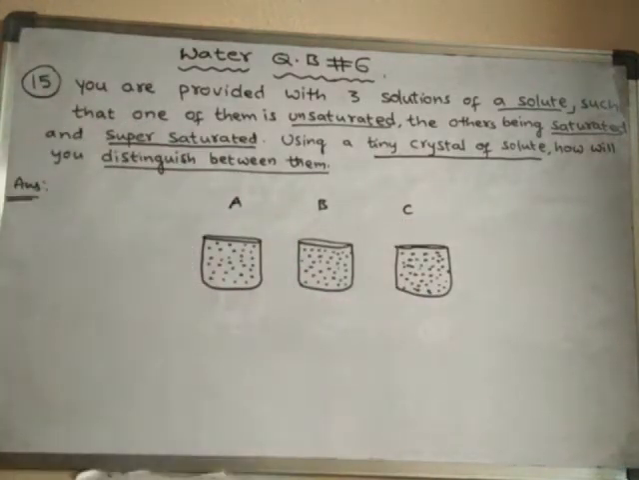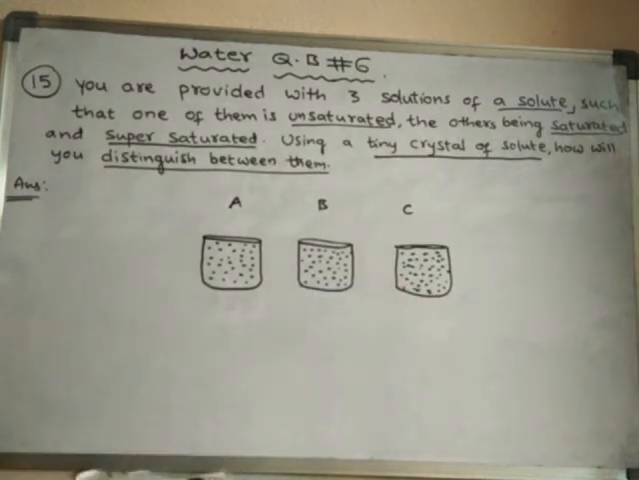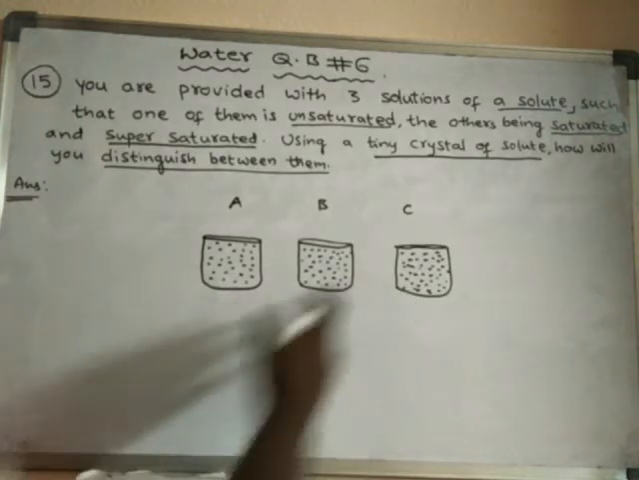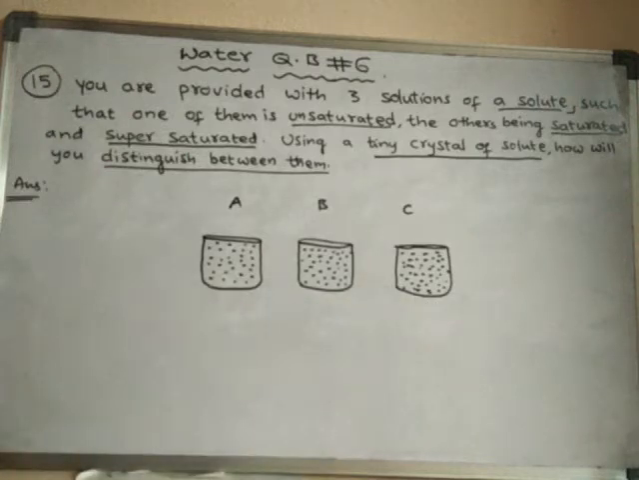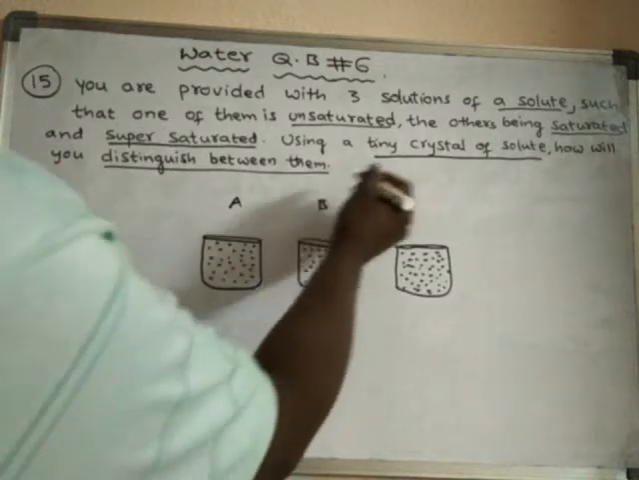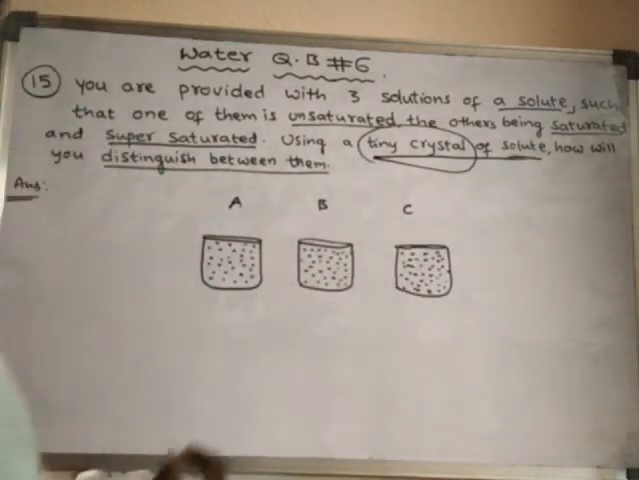Out of these three, we don't know which one is unsaturated, which one is saturated, and which one is supersaturated. It is not mentioned. We have to distinguish which one is saturated, which one is unsaturated, and which one is supersaturated. So in order to distinguish, we have to take the help of a tiny crystal of that solute.